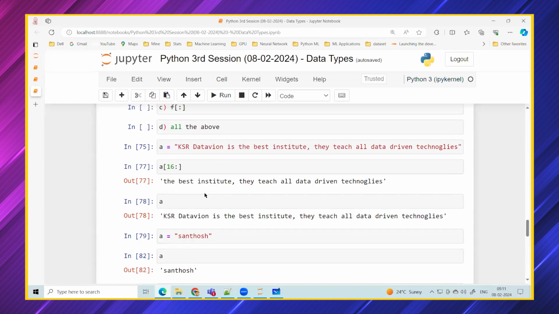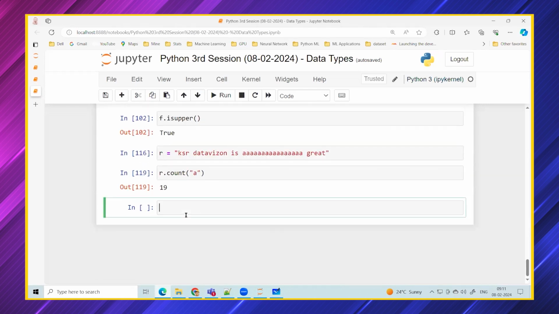Santhosh, after clicking dot, we need to press something on the keyboard. Press tab. Okay, it's in a Jupyter notebook. You just press tab. So R dot, just press tab on the laptop, and you'll get all the functions that are supported for this.